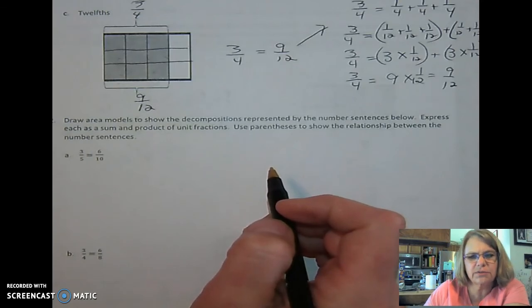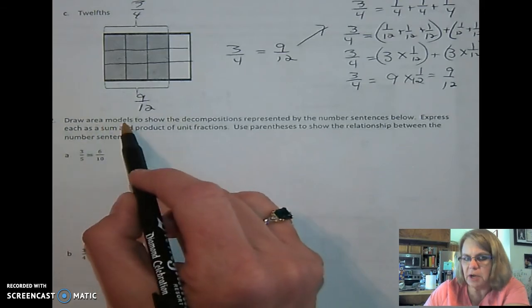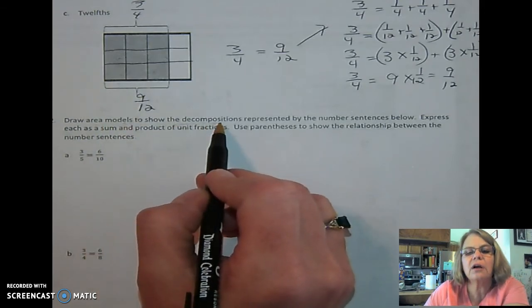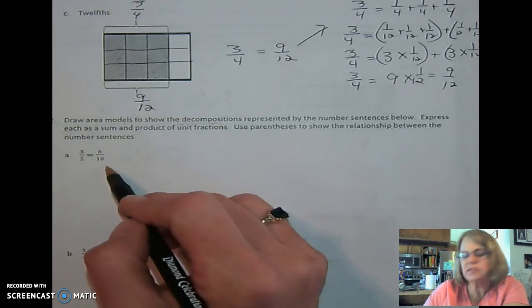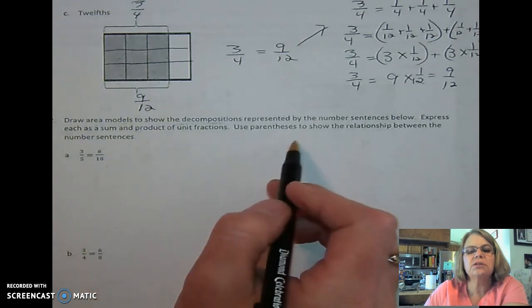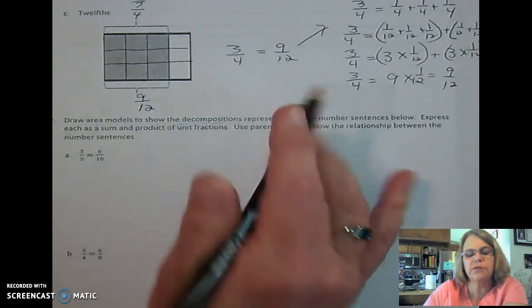Sometimes these directions are really hard to understand, but we need to kind of piece them out. So we know what an area model is. Decomposition is breaking it apart. And the number sentence is this thing right here. Express each as a sum and product of unit fractions. Use parentheses to show the relationship between the number sentences. So we're going to first draw the area model.